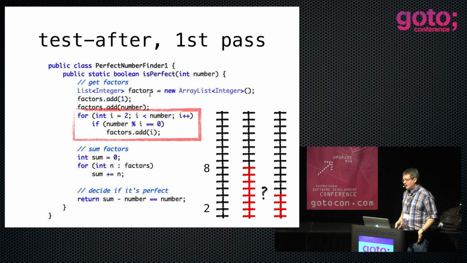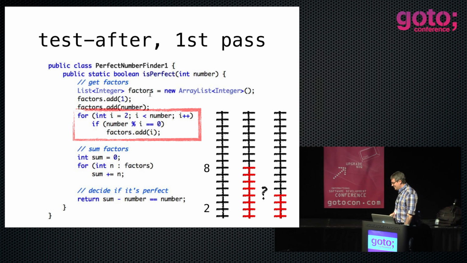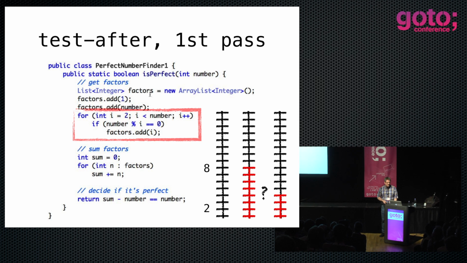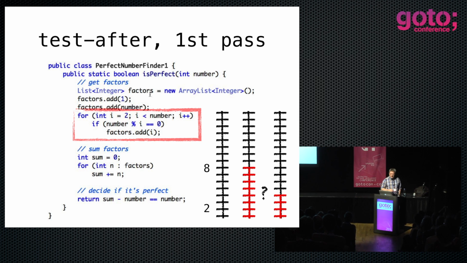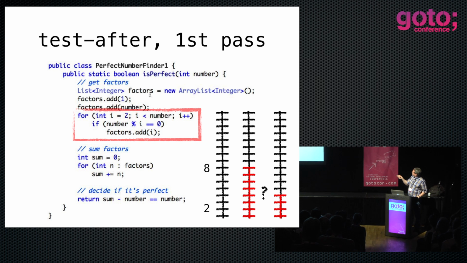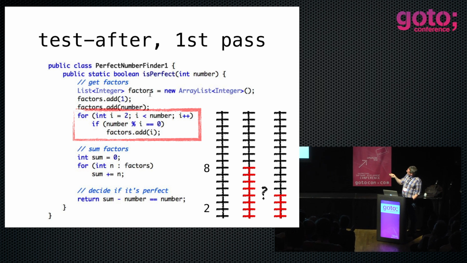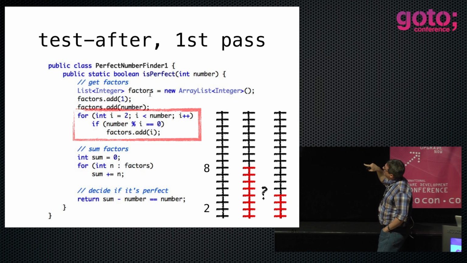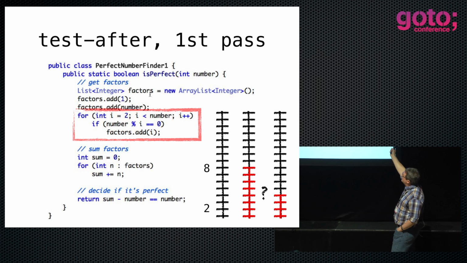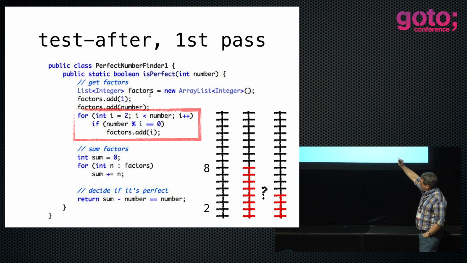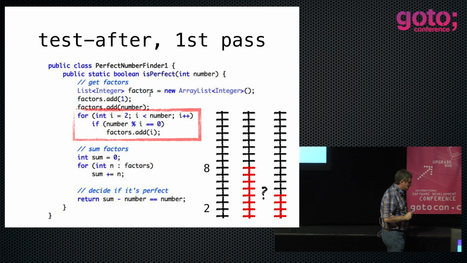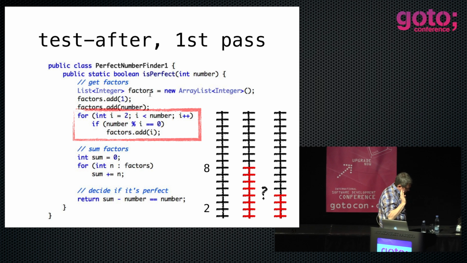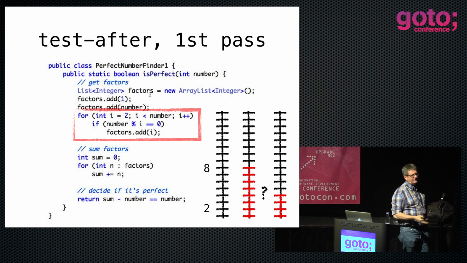And so I'll do this in Java. And here's my first pass at a test after version of this code. What I'm going to do is come in and say, okay, well, I know that 1 and the number are always part of the factors of the number. And now I'll go from 2 up to the number. And if number mod i equals 0, that's the mod operator in Java, so if i goes into number with an even remainder, then it's one of the factors. You add it to the list of factors. You sum them up, and then you decide if it's perfect or not. And I wrote tests for this, and it works. But it's really slow, like crazy slow.